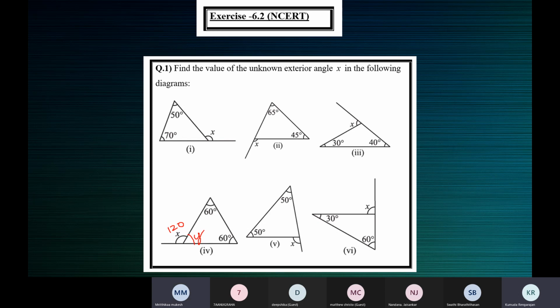Perfect. They form a linear pair. X and y are adjacent angles, but adjacent angles need not always be supplementary. So x plus y is equal to 180 because they form a linear pair, two angles on a straight line. What's the value of y? 180 minus 120 is equal to 60 degrees, ma'am.